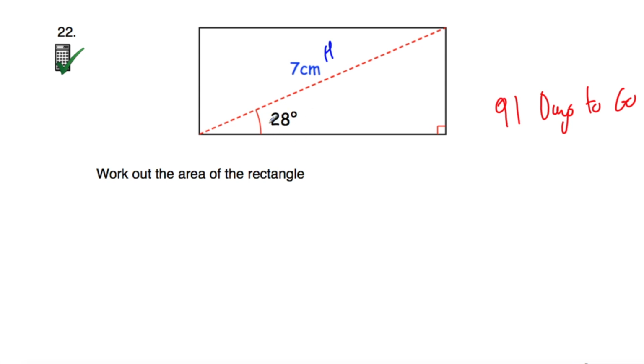We've got a 28-degree angle, so the side opposite that will be the opposite, and the third side will be the adjacent. So we've got the opposite, the hypotenuse, and the adjacent. Now we want to find out, first of all, the opposite. So let's find the opposite to begin with, and then we'll find the adjacent afterwards.